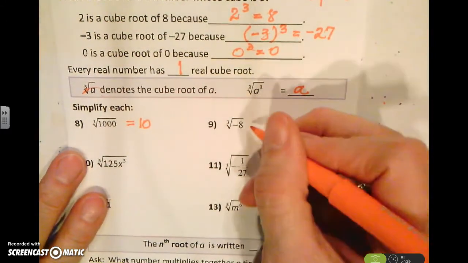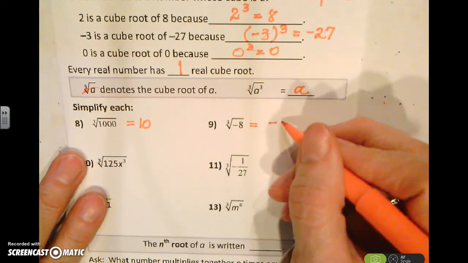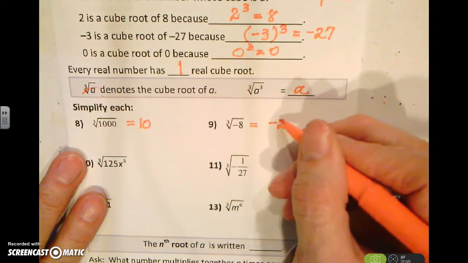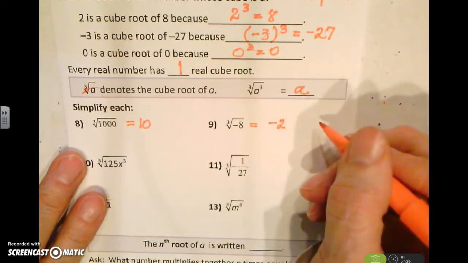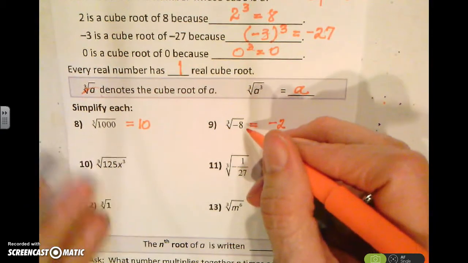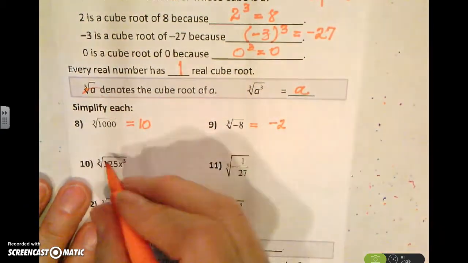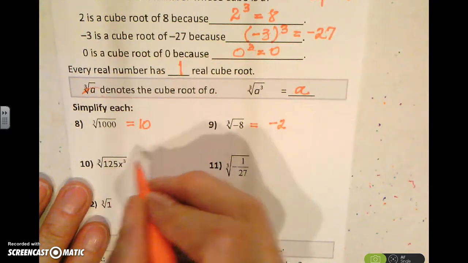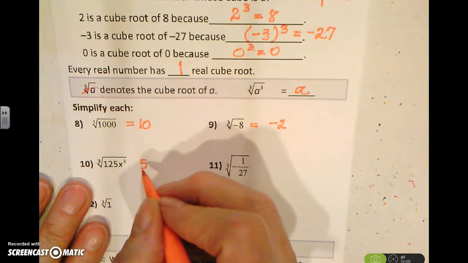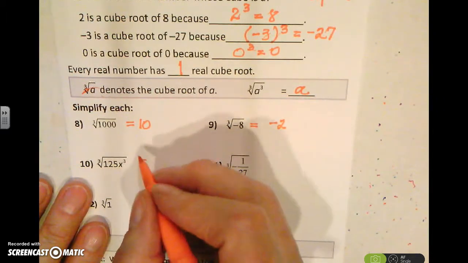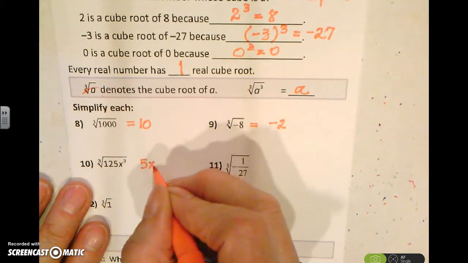The cube root of -8 will be a negative number, and 2 is going to be our guess. -2 times -2 is +4, and +4 times another -2 gives me -8. Cube root of 125, you're going to guess it. It's going to have to be a smallish number, so that's going to be a 5. 5 times 5 is 25, times 5 again is 125. And the cube root of x to the third is x.